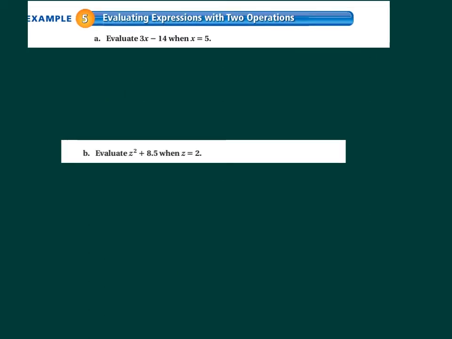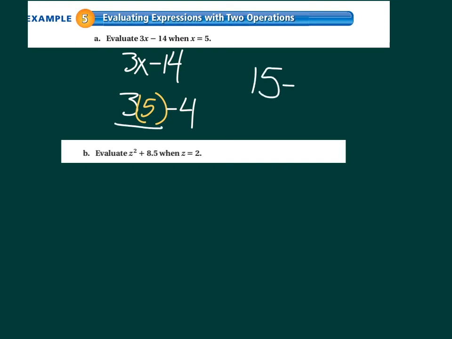Now for numbers A and B here on 5, I'll go ahead and work these out. They're very similar, and then you'll have an opportunity to try some on your own. So again, we have 3x minus 14, and we know x is equal to 5. So we're going to say 3 times 5 minus 14. We have to follow order of operations, so what we need to do first is multiply the 3 and the 5, and we get 15 minus 14, and we get our value to be 1.